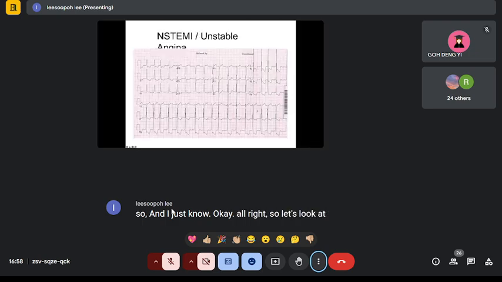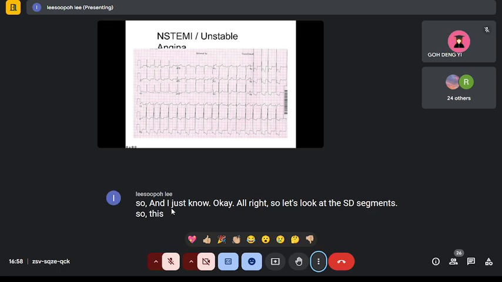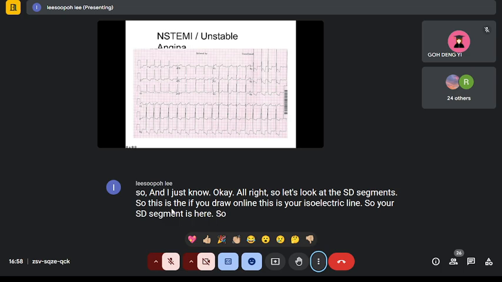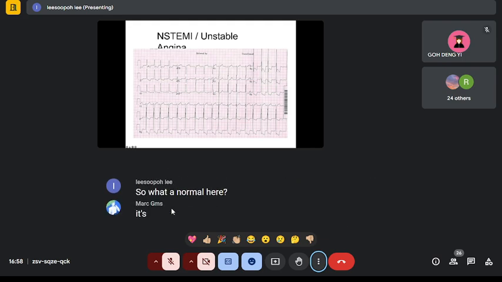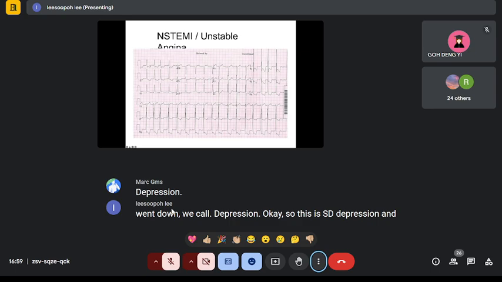All right. So let's look at the ST segments. If you draw one line, this is your isoelectric line. So your ST segment is here. Is the ST segment normal or abnormal? Abnormal. It's down. When it's up we call it elevation, when down we call it depression. So this is ST depression at lead 1.